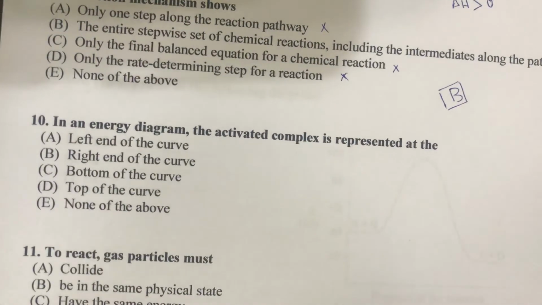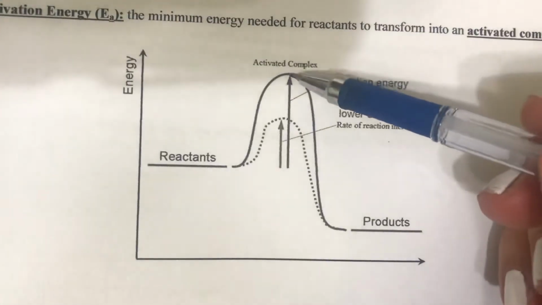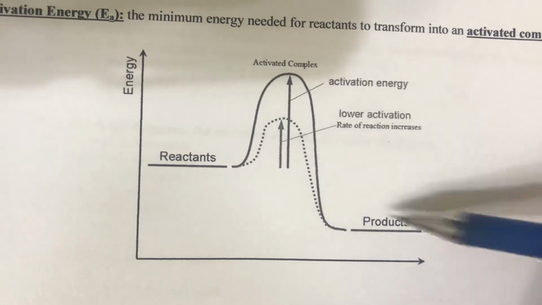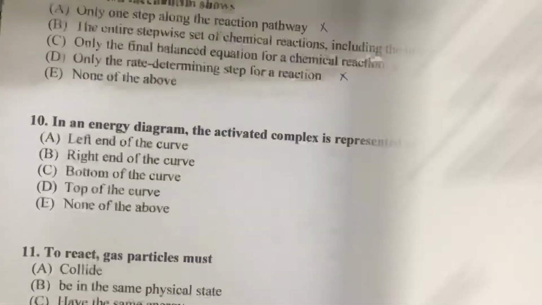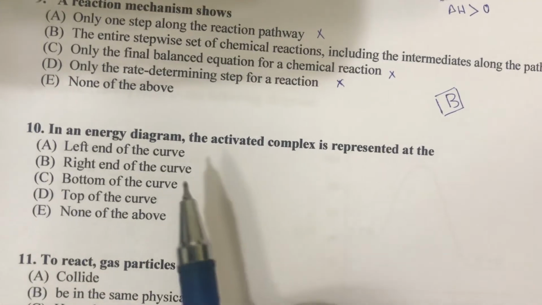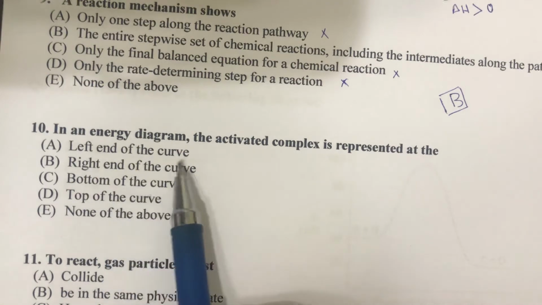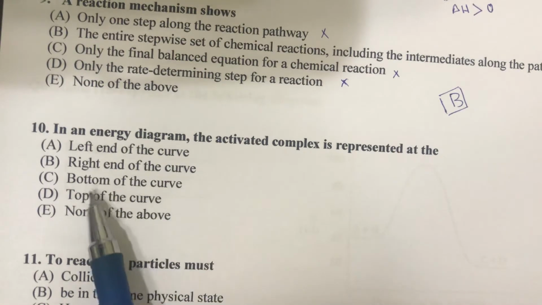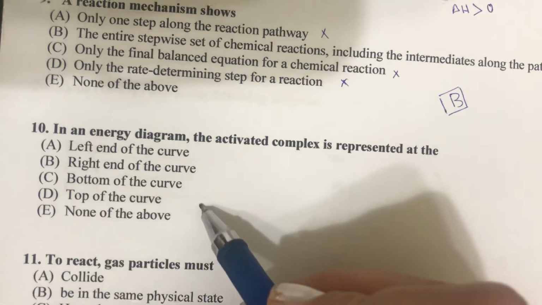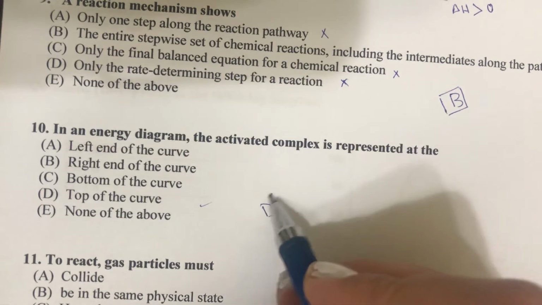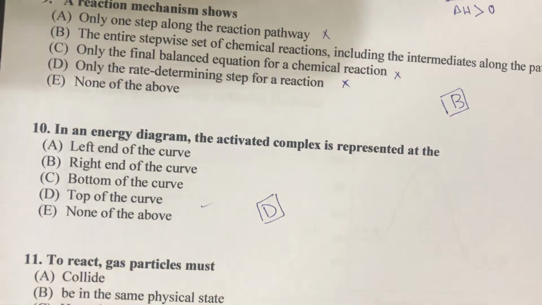Question 10. In an energy diagram, the activated complex is represented at the... Here, the activated complex is at the top of the energy diagram. So here, left end of the curve, right end of the curve, bottom of the curve, top of the curve, yes. So the correct answer is D.